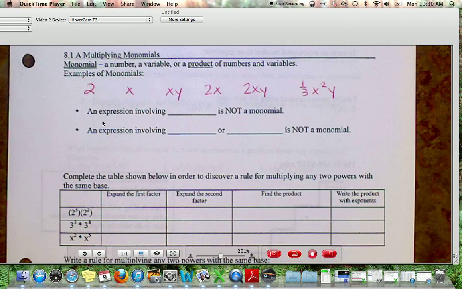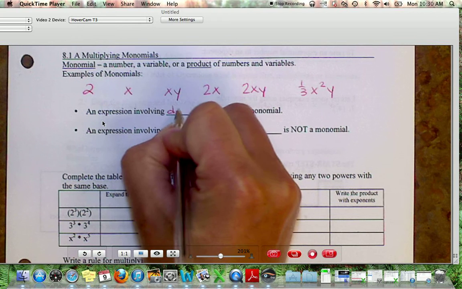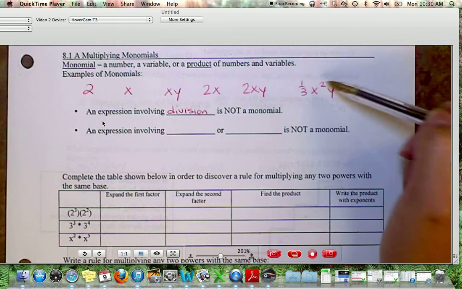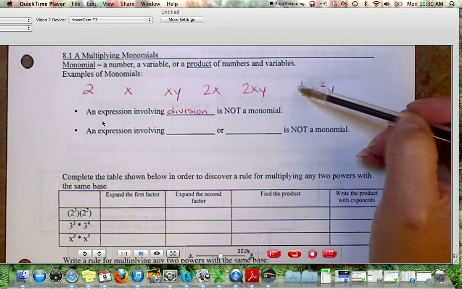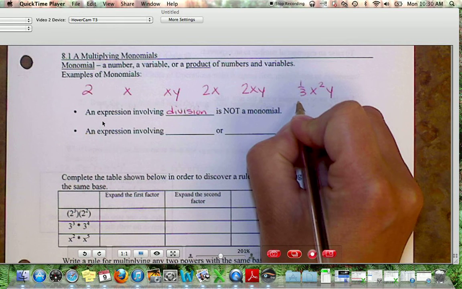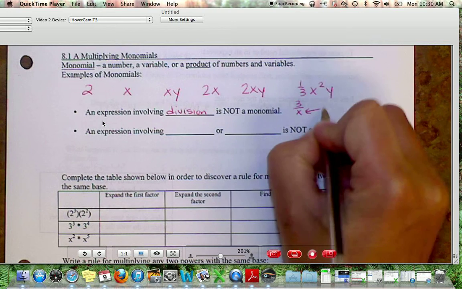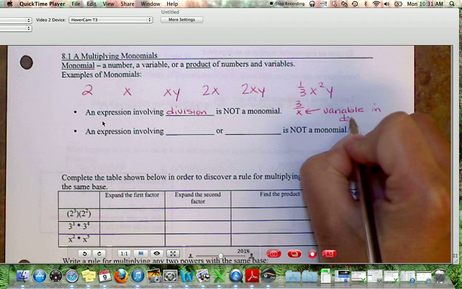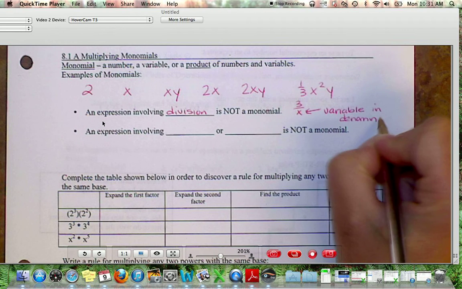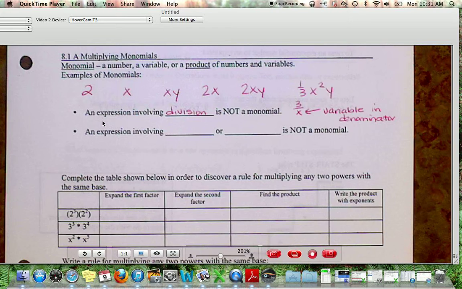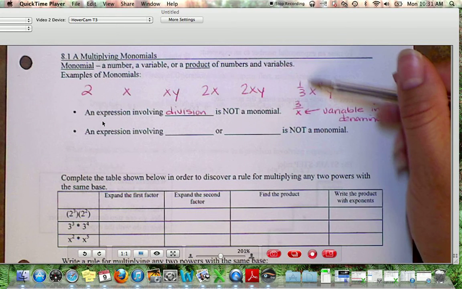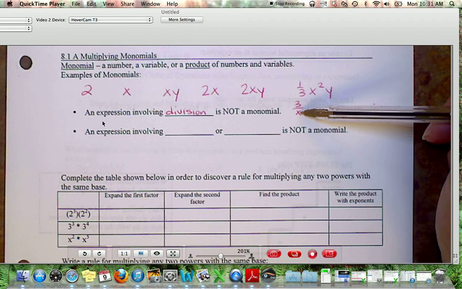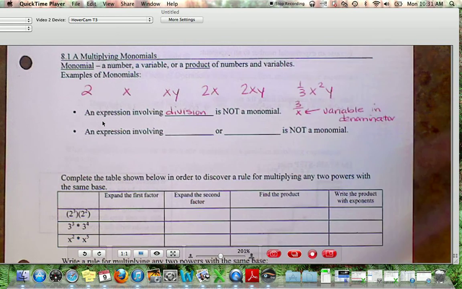An expression involving division is not a monomial. Now I have to clarify that a little. Here it looks as though we have some division, but specifically you can't divide by a variable. So if there's a variable in the denominator, then it is not a monomial. Okay, so you can divide by a number because then that can be changed into a fraction, but you can't divide by a variable. So if it involves division with a variable, then it's not a monomial.